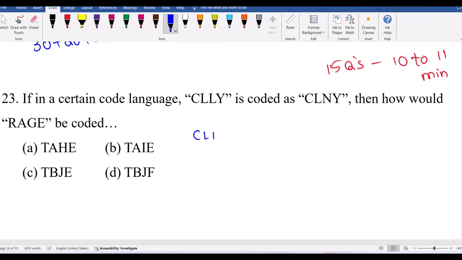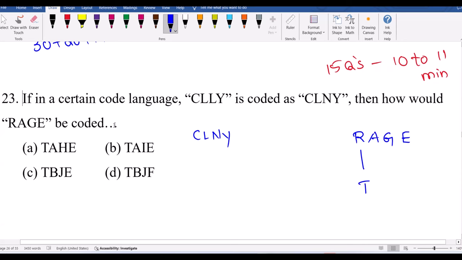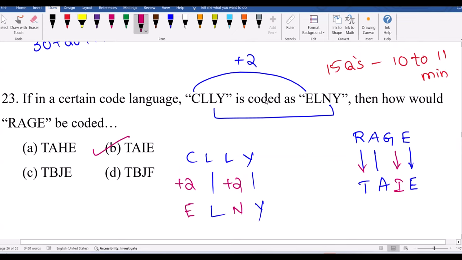CLLY is given as CLNY. Then RAGE is what? Every option starts with T. Then think about that at least. All options started with the T. A certain code language, CLLY. Let me check, is there any mistake in the typing, because we typed this. So the small correction we did in the previous one is, instead of CLLY we took ELNY. Okay, then +2 +2, the middle one same as it is, likewise. Then if you apply +2 for alternate letters and keep the remaining as they are, we got option B.